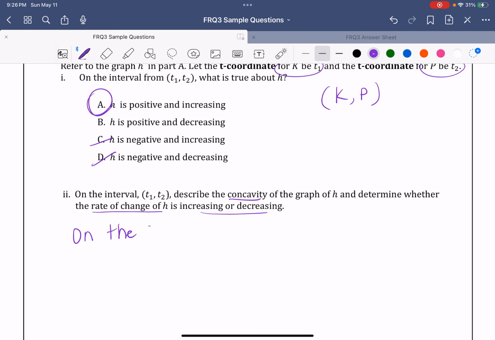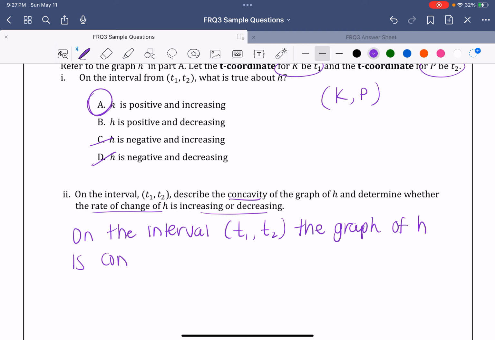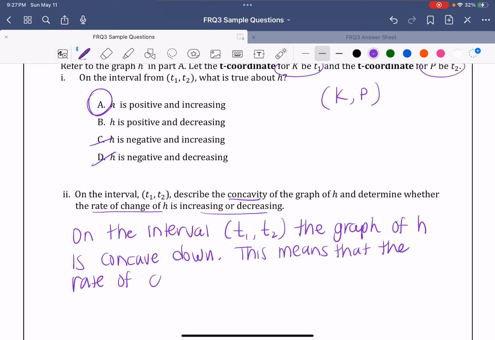On the interval T1, T2, the graph of H is concave down. Period. And then I'm going to just put another sentence. This means that the rate of change is decreasing on that interval.